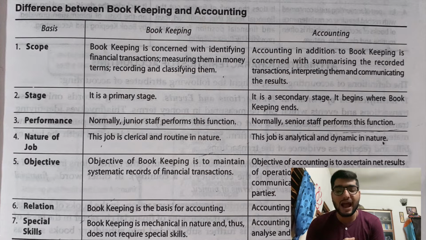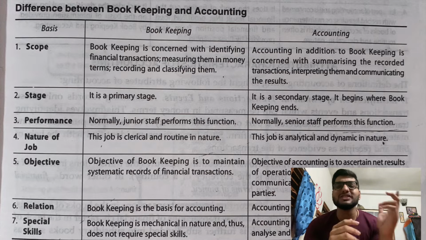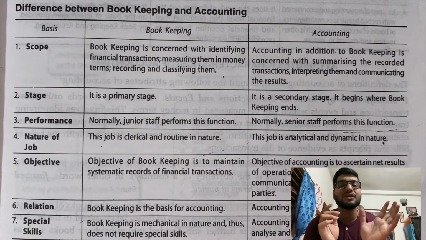Bookkeeping is nothing but identifying the financial transactions, measuring them in monetary terms or money terms, recording and classifying them. That means we are just recording the transaction, we are recording any transaction and classifying it. Suppose we are buying something on purchase, say from supplier A, so we will write that we are buying from supplier A.